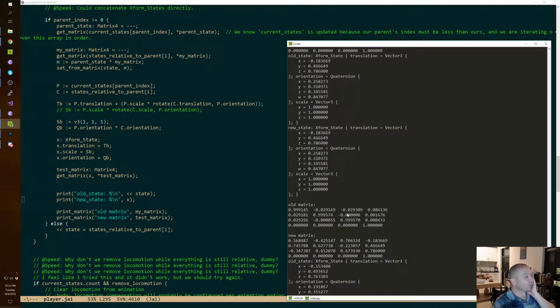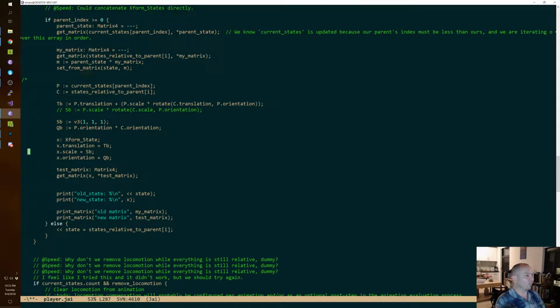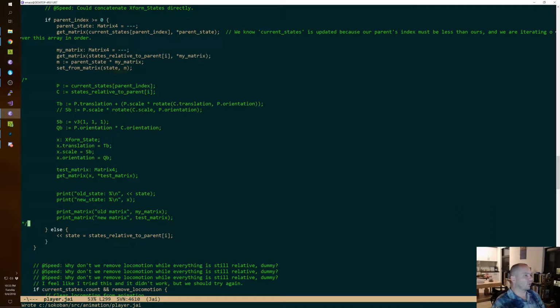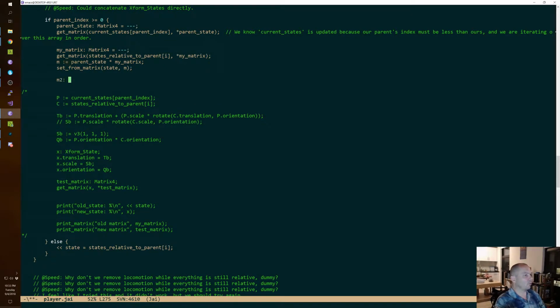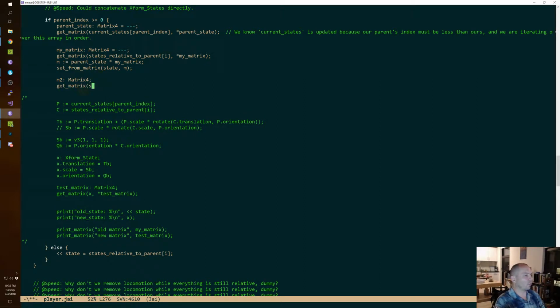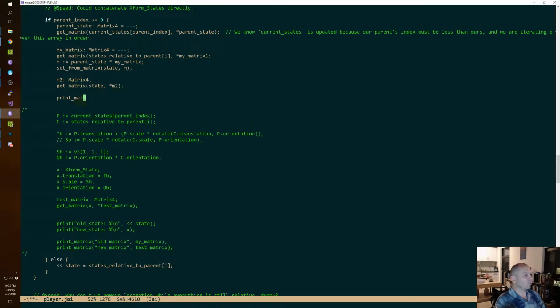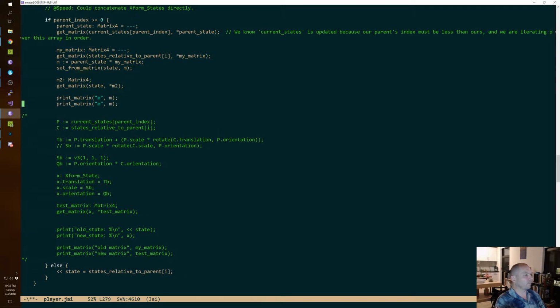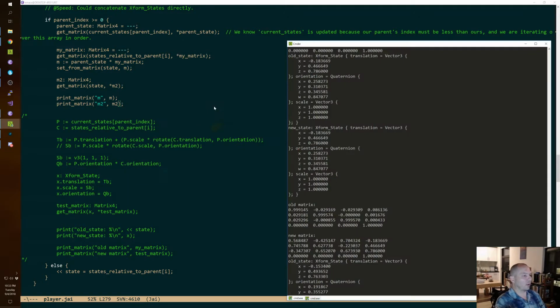I mean, is my whole life a lie here? If I get matrix back from this and it's not the same value that I put in, it would explain a lot. Let's see what happens. So we set from matrix this matrix, right? And then M2 is a matrix 4, and I'm going to get matrix state into M2, and then I'm going to print matrix M2. All I did was put this into this X form state and pulled it back out.